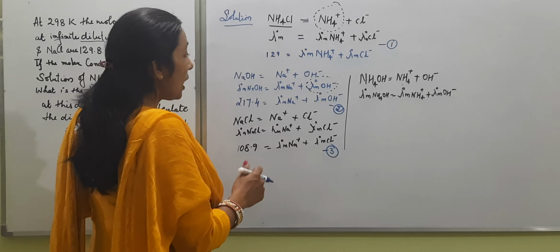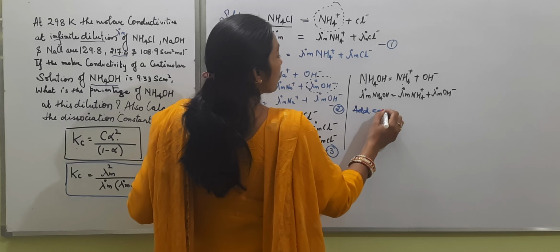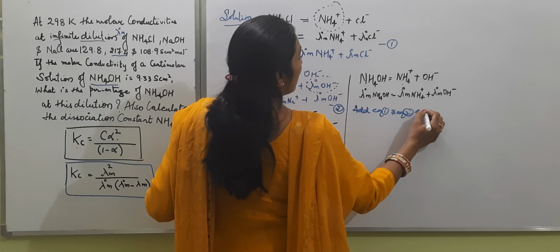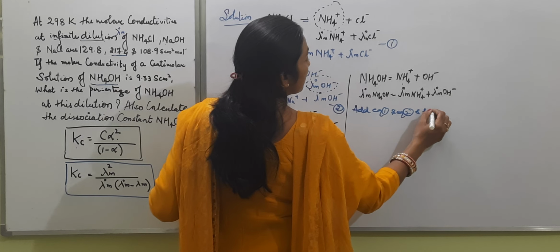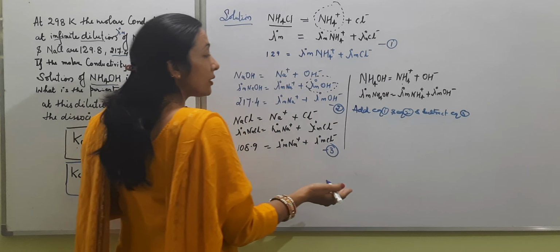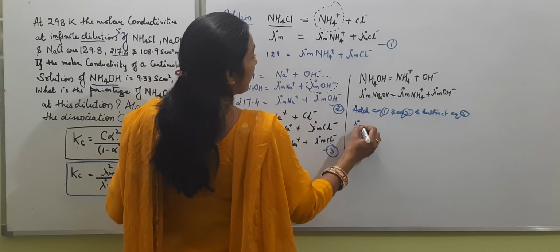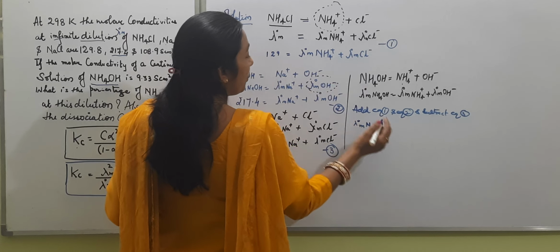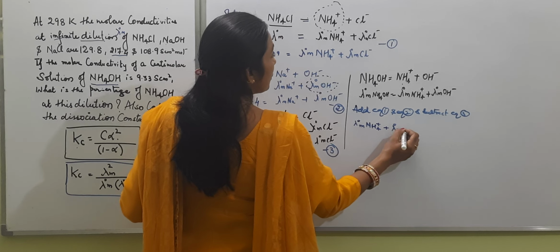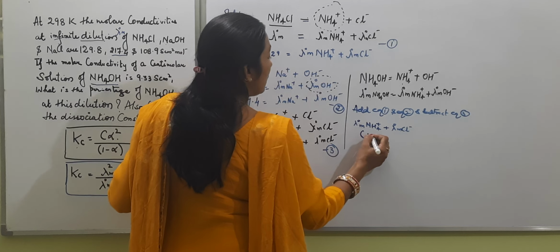तो यहां पे क्या हो जाएगा? That is we can add equation 1 and equation 2 and subtract equation 3. Equation 3 को हम उसमें से minus कर देंगे. Equation 1 क्या है? That is limiting molar conductivity of, यहां से ले रही हूं, ammonium plus limiting molar conductivity of chloride ions. And यहां पे साथ साथ में हम लिख भी लेंगे उसकी value कितनी है.